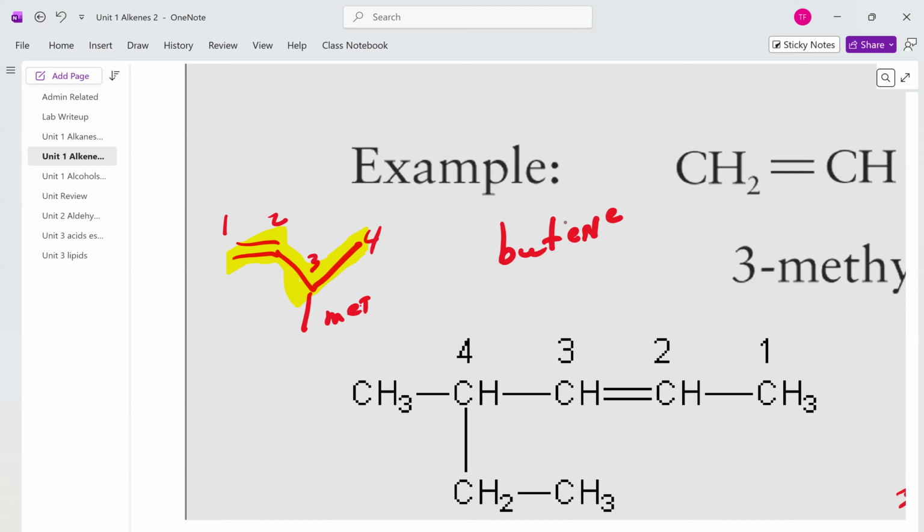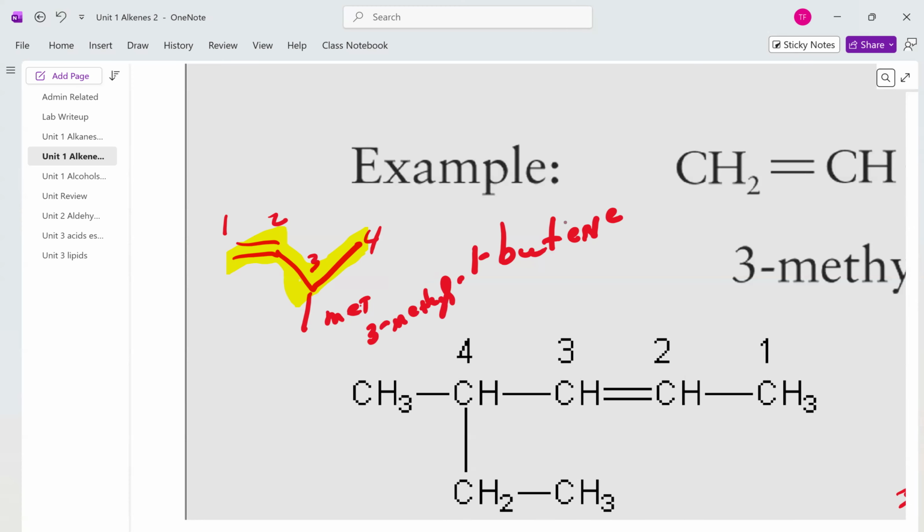Okay, so where's the double bond? The carbon number 1. Now, if we name from right to left, it would be carbon number 3. Okay, and then we have a branch at carbon number 3. So it's going to be 3-methyl. And I need more room. Let's see. 3-methyl-1-butene.